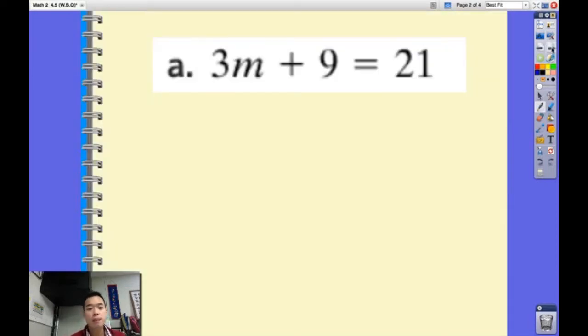Okay, let's go to the next example. 3m plus 9 is equal to 21. Another way someone can describe this is a number multiplied by 3 increased by 9 is 21.